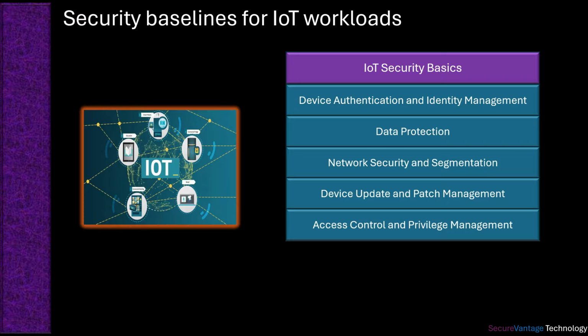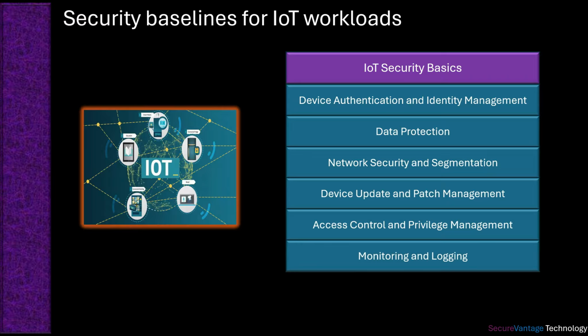Monitoring and logging implementation will detect suspicious or unauthorized activity on IoT devices and networks. Enable logging on devices, gateways, and IoT platforms to capture security-related events. And use centralized monitoring solutions to aggregate and analyze logs for unusual behavior, such as unexpected device communications or access attempts.